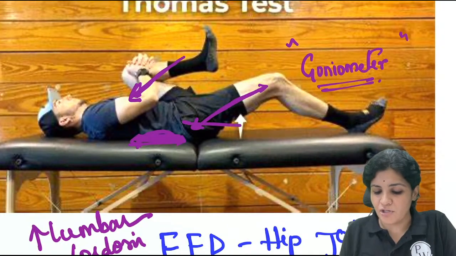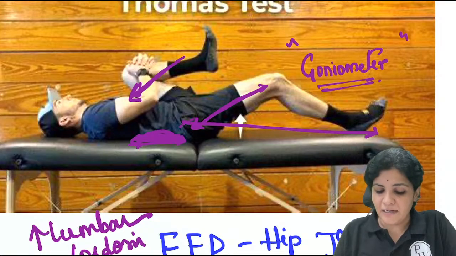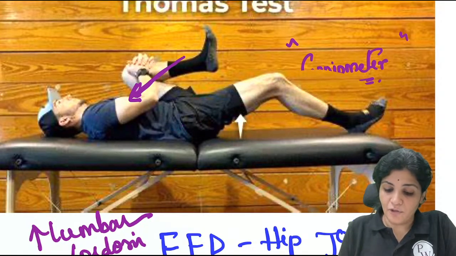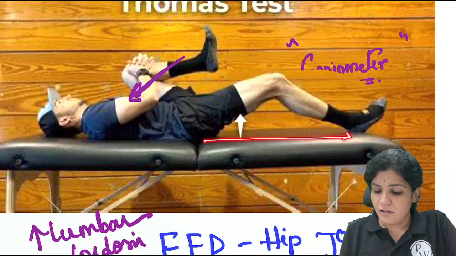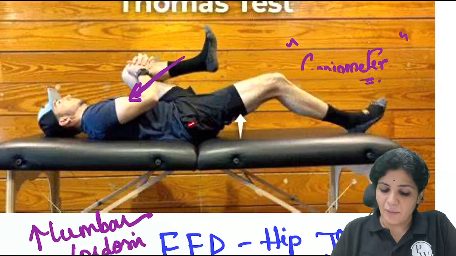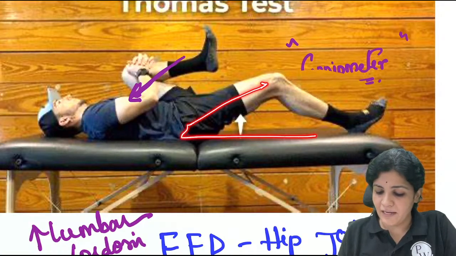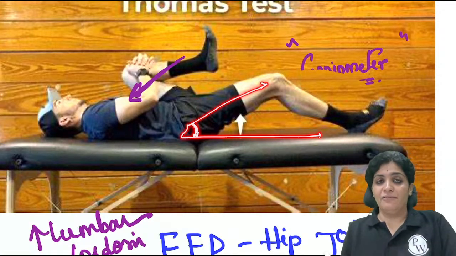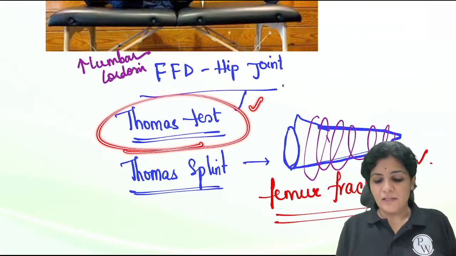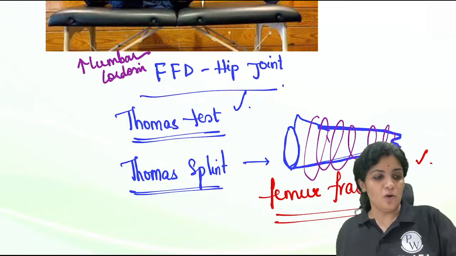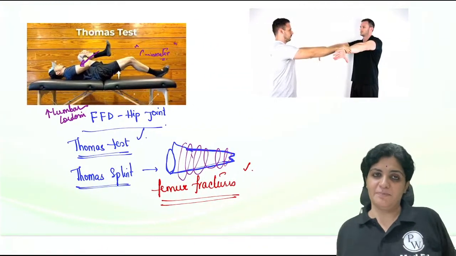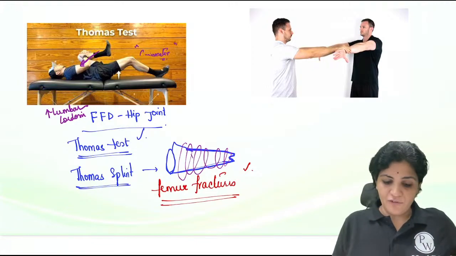So normally what should happen? Normally the limb should be like this, but it is going like this. So this is called the flexion deformity. And now how do you measure it? You put a scale to the couch and one more scale to the long axis of the femur. So how much it is elevated, you will know, right? So this angle is the FFD. So that is called the fixed flexion deformity, and this test is called the Thomas test. Not to get confused with the Thomas splint, as I've explained, that is for transport of femur fractures.